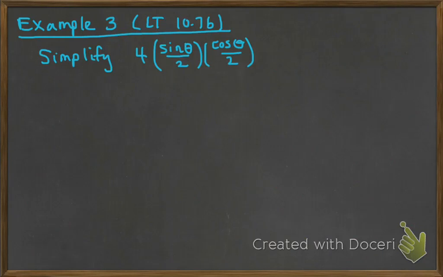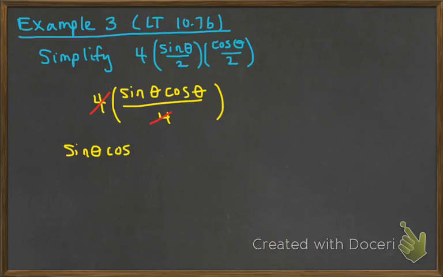So then I get 4 times the sine of theta, cosine of theta, all over 4. Well, then my 4's, I can go ahead and cancel those, leaving me with just the sine of theta, cosine of theta. Now I just want to look at my formula sheet, and I know I do have one that says that the sine of 2 theta is equal to 2 times the sine of theta, cosine of theta.